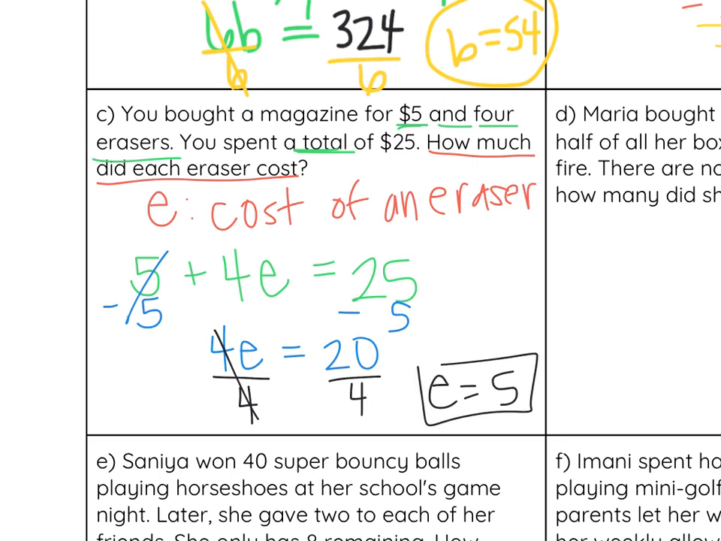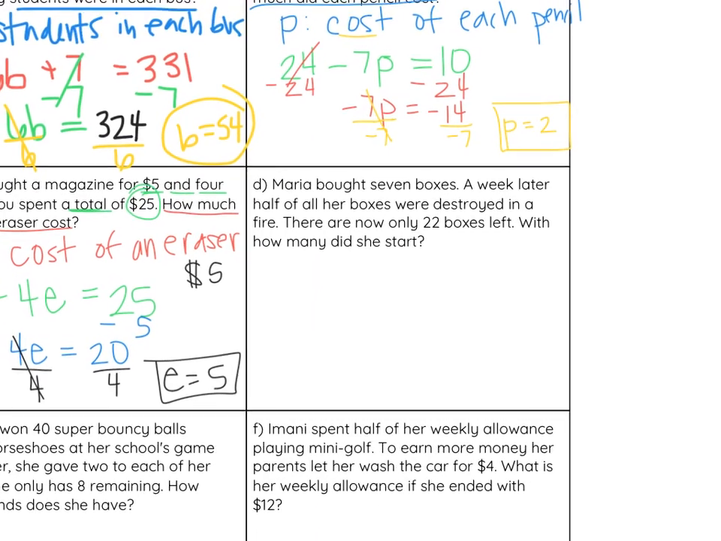So each eraser must cost $5. Again, pretty expensive for an eraser. But at least in this context, that makes sense. It's not a negative number. It's not more money than what we spent total. So it's a reasonable answer.